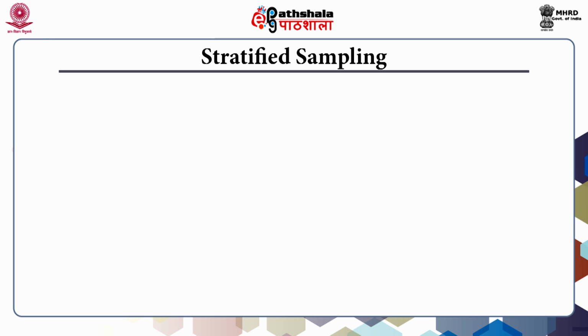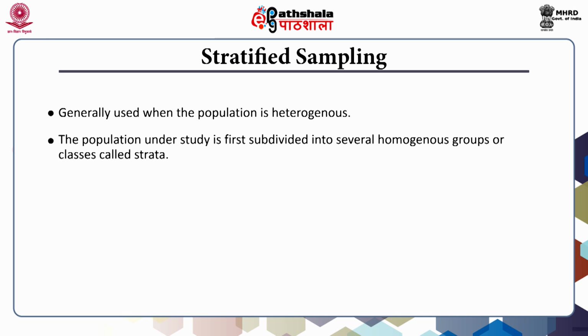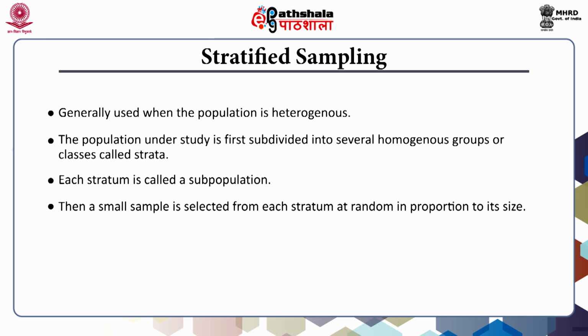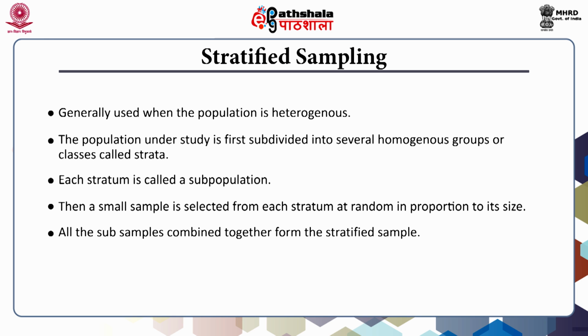Stratified sampling. This is also called stratified random sampling. It is generally used when the population is heterogeneous. The population under study is first subdivided into several homogeneous groups or classes called strata. Each stratum is called a subpopulation. Then a small sample is selected from each stratum at random in proportion to its size. All the subsamples combined together form the stratified sample.